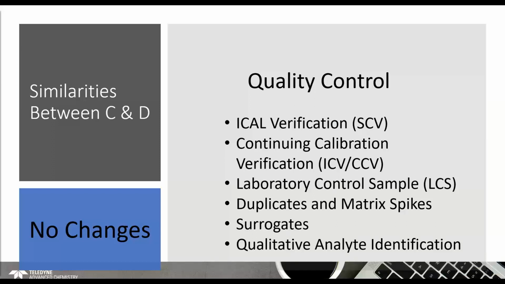With respect to terminology in QC, we have several factors that remained unchanged from 8260C. These control types, frequencies, and recommended acceptance criteria remain the same. I created a convenient table in the upcoming slide to demonstrate the expectations and guidelines.